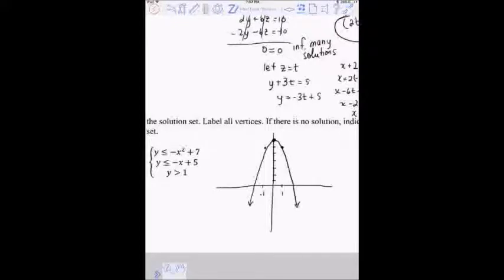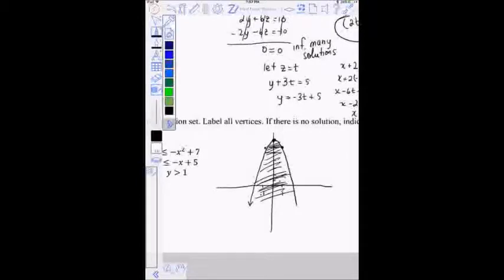Now we've got to figure out where to shade. If I use a test point of 0 comma 0, that means that I'm going to let x and y equal 0, so I end up with a statement that 0 is less than or equal to 7. That's true, so the test point worked, which means that I'm shading where the test point was. So that's inside the parabola.